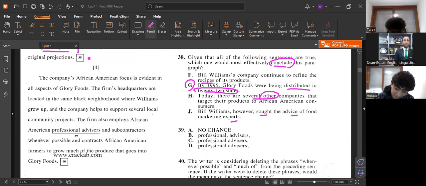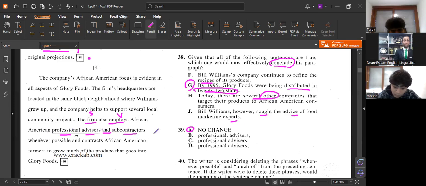Number 39. For 39, I put D. 39 D? No. 39, it must be letter A. Why? I don't know. Read and you will know it. Let me help. All right. The firm also implies the firm, company, and then firm, subject. Remember, firm can be a noun. Also implies, verb. African American professional advisors. So adjective and then noun. And we have "and" for parallelism. So here we need a noun.